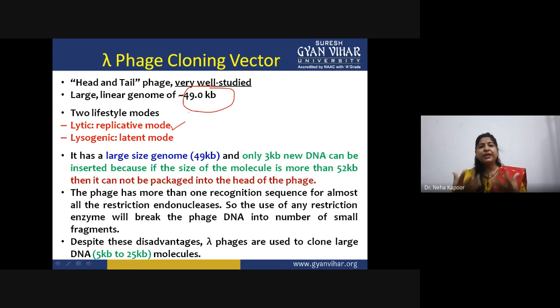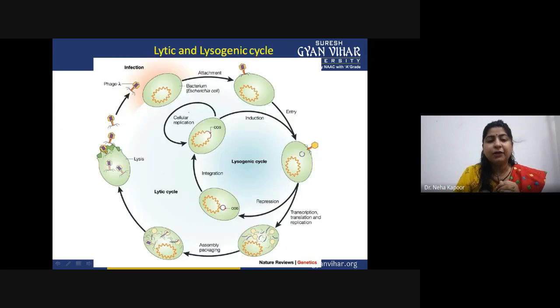For this very reason, many modifications were done in the genome of lambda phage so that it can be used as a cloning vector for large insert size. First, the phage has more than one recognition sequence for almost all the restriction endonucleases. That means we can use any kind of restriction endonuclease if you want to insert any kind of gene. Despite the disadvantage that it can accommodate only 3 kb, lambda phage was modified in such a way that it can accommodate large fragments of around 5 kb to 25 kb in size.